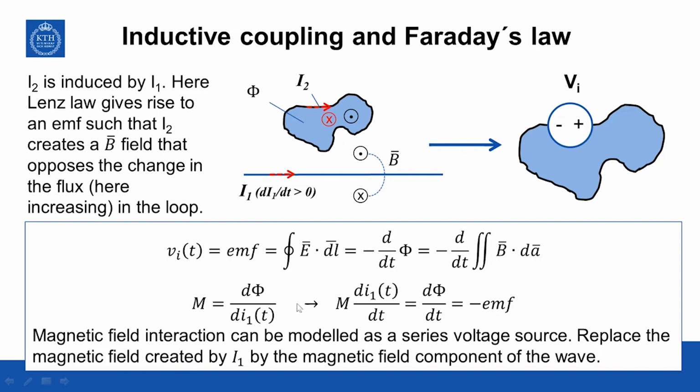And from this we have come up with a model for magnetic field interaction as a series voltage source. However, in representing this model, we used the circuit parameter M because we are in the near field. So we are talking of mutual inductance and all. Whereas in the problem that we have now, we will be replacing the magnetic field created by this current I1 by the magnetic field component of the TEM wave, and we will not be using the circuit parameter M.